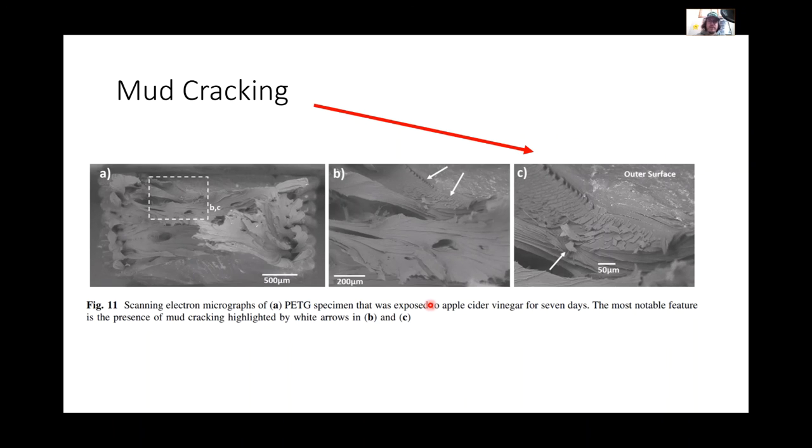But when you have stuff like this, like mud cracking, you've severely damaged the material. And this was exposed to apple cider vinegar. So it's actually kind of interesting, because sometimes apple cider vinegar is sold in PET bottles, not PETG. So the plasticizing seemingly made it more susceptible to degradation due to the exposure to apple cider vinegar. But anyway, mud cracking. And I really like these features.